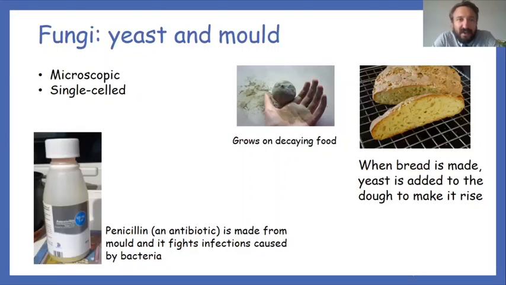So fungi, yeast and mold. As I was talking about earlier, you may have seen when food starts to decay and it gets this kind of whitish bluish mold appear on it, and there's an illustration there of somebody's hands. But also yeast. Yeast is a type of fungi which is used to make the bread rise, and we've already discussed that. And down here, penicillin, which is an antibiotic, is made from mold, and it fights infections caused by bacteria. So fungi are microscopic, absolutely minute and single celled.